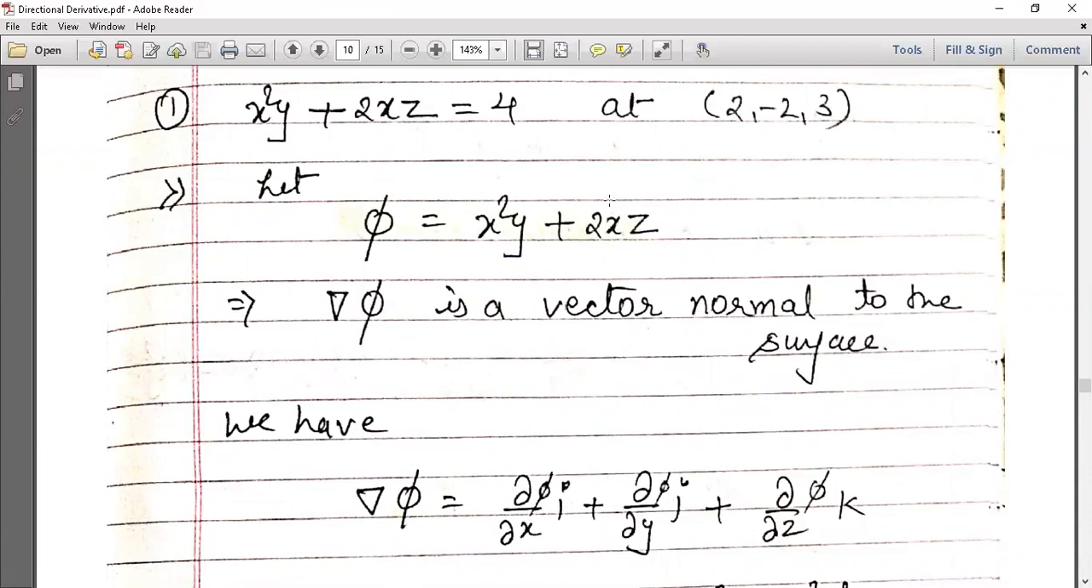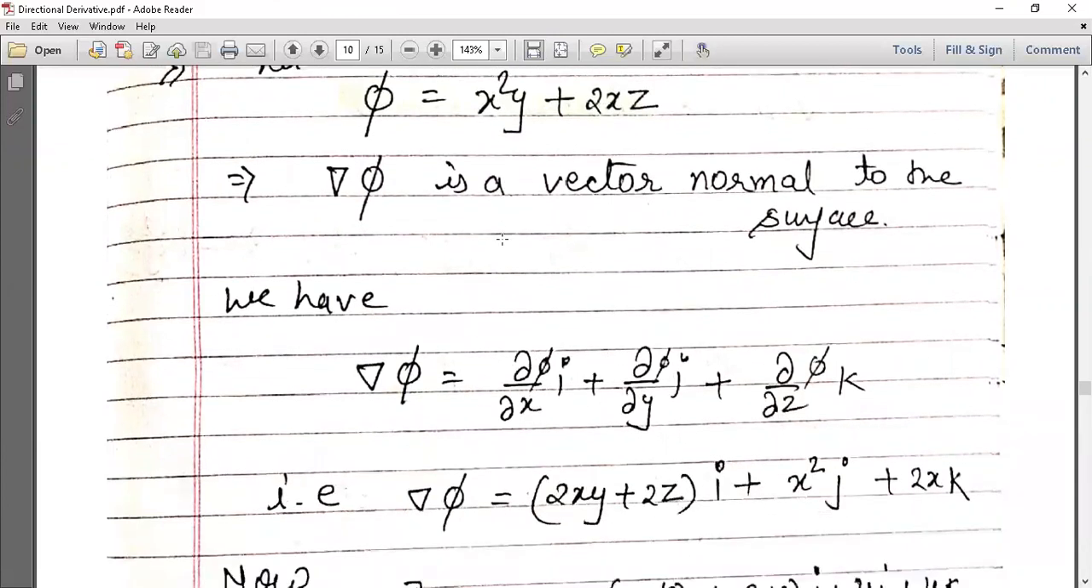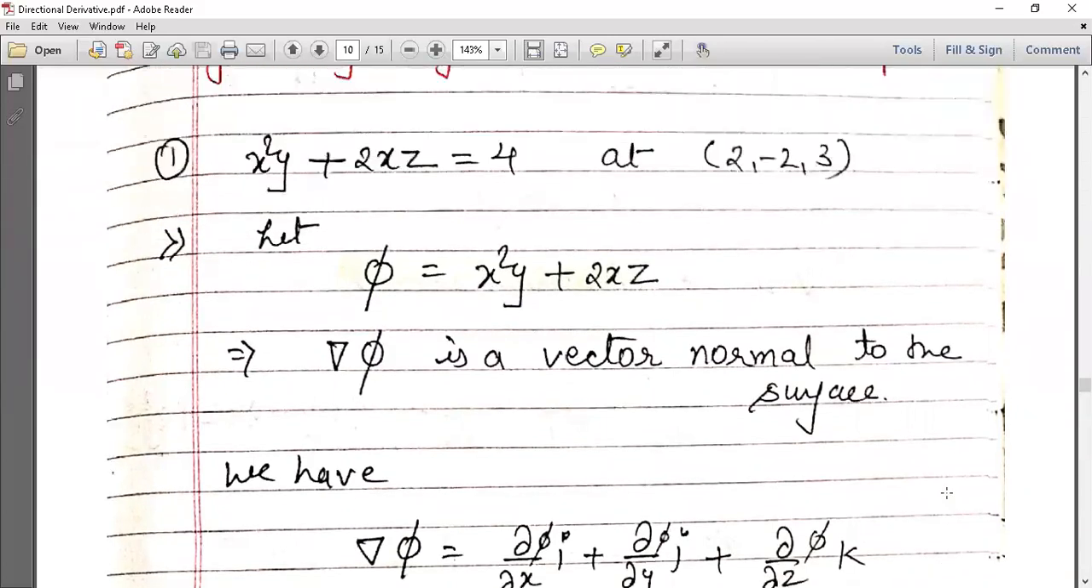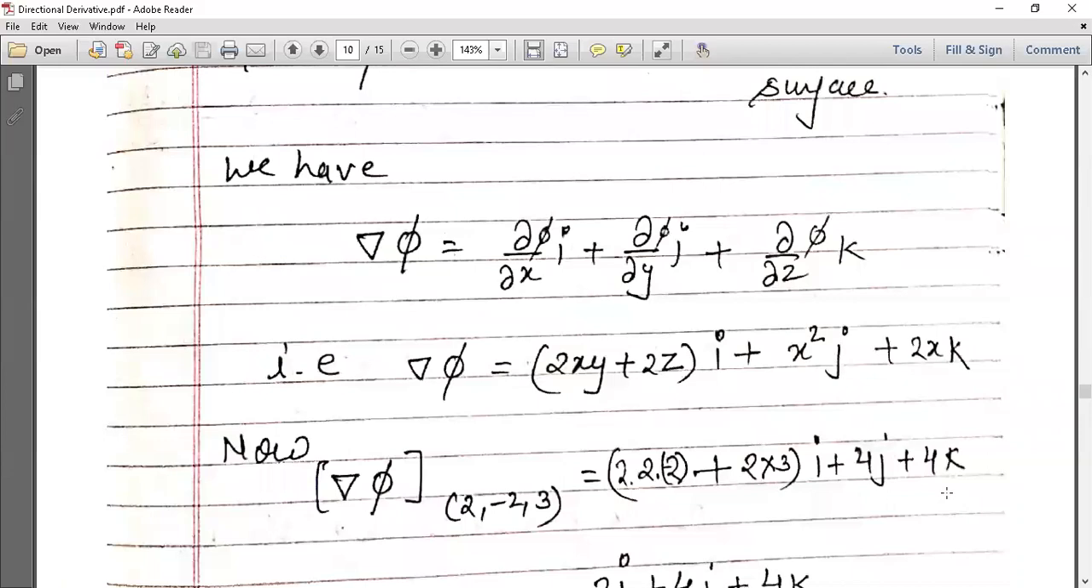So we take this phi and differentiate with respect to x. The differentiation of x square gives 2xy, plus 2z, with i. In the same way, differentiating x square with respect to y, there is no y, so we get 0. For the last term, dou by dou z of phi, we get z, so we get 2x with k. This is how we find the vector normal or gradient.